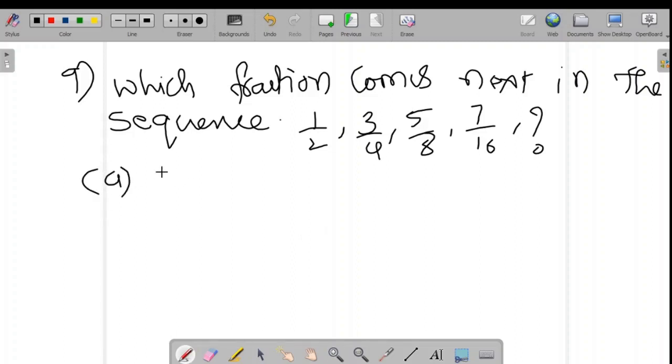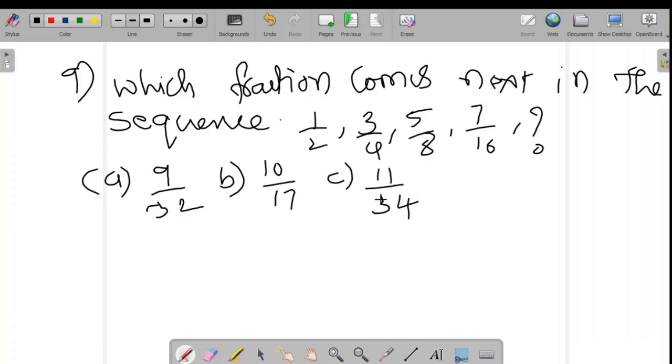A, 9 by 32. This is a very simple question. Options are, let me write it again, 9 by 32, B, 10 by 17, C, 11 by 34, D, 12 by 35. Okay.